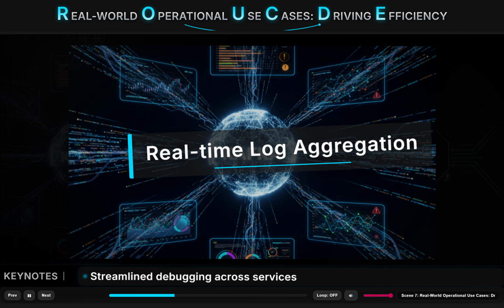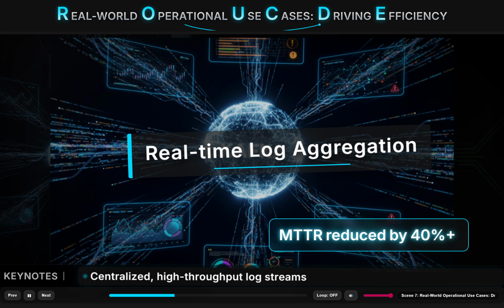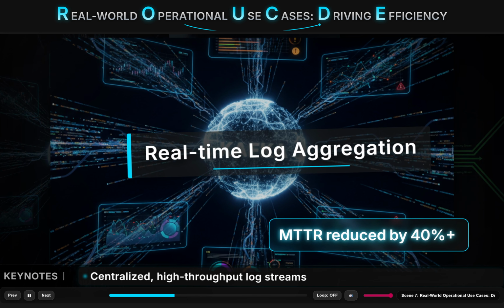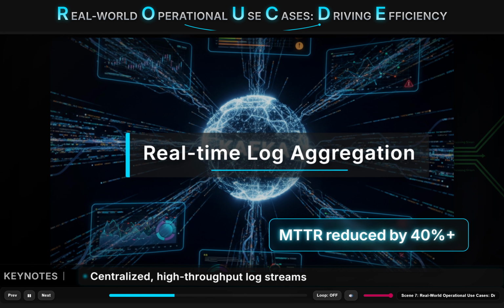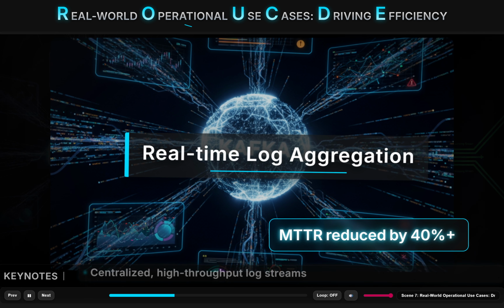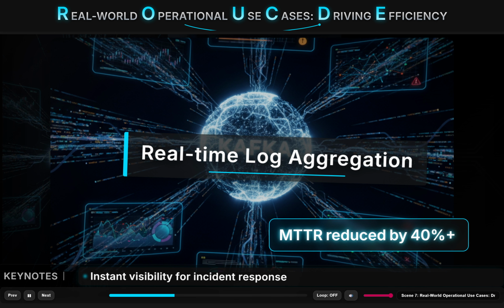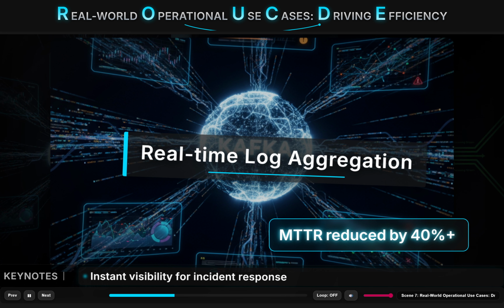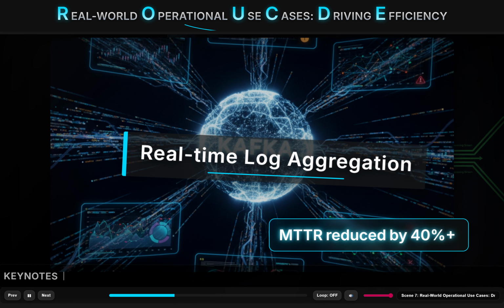Think back to our factory floor. If a machine on one of your critical production lines starts sputtering, you need to know instantly, not hours later, after someone manually checks a logbook. With Kafka, you can push those logs to analytics tools in real time, enabling proactive alerts and drastically reducing your mean time to resolution, or MTTR, by as much as 40%. You're literally detecting issues before they impact customers.